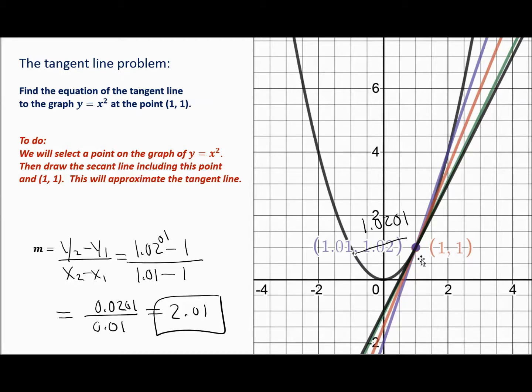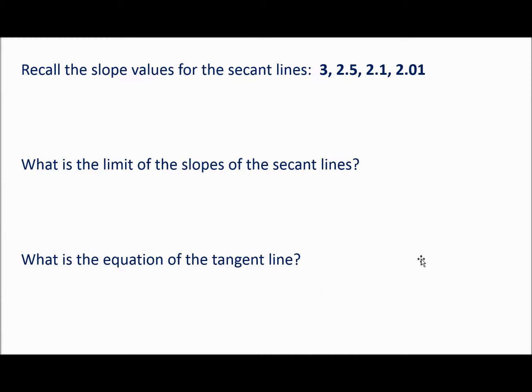And so that brings me to right here. It says recall the slope values for the secant lines. It's 3, 2.5, 2.1, and 2.01. Okay? So it says what is the limit of the slopes of the secant lines? And so you would tell me that the limit, it looks like it's getting closer and closer to 2, right? And that would be the right answer. That limit is getting closer and closer and closer to 2. Now notice we only took the slopes of points on the right. We could have done this on the left as well, and it still would be a limit value of 2.